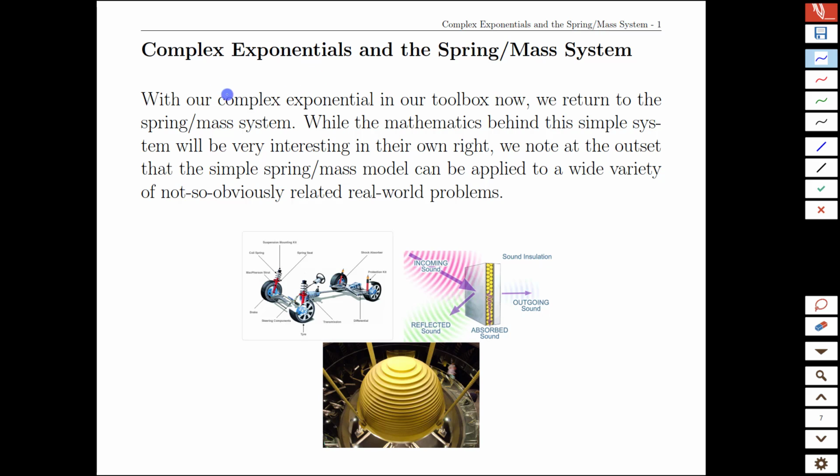Now that we've introduced the idea of the complex exponential, we want to bring that back to our analysis of the spring mass system. Again, the spring mass was a simple layout where we had a mass attached to a spring attached to a wall, and we were just studying how that motion could be predicted over time if we knew some fundamental properties like the spring constant and the mass at the end, the block at the end.